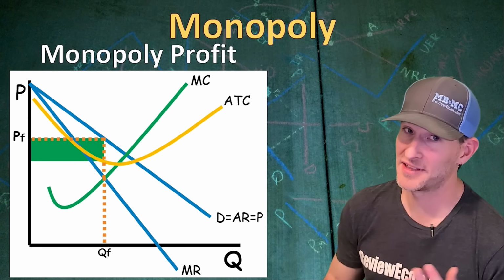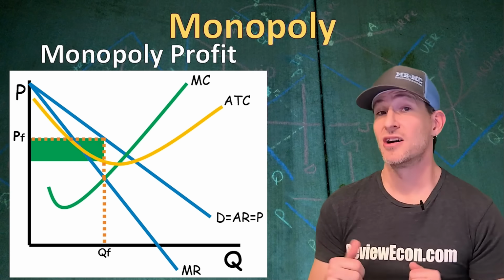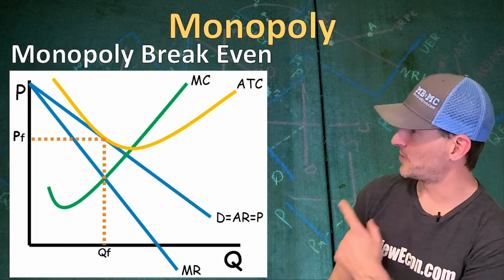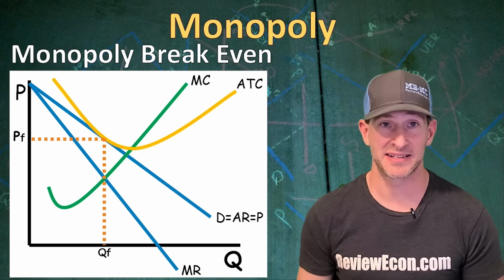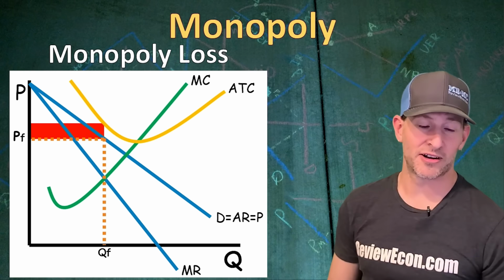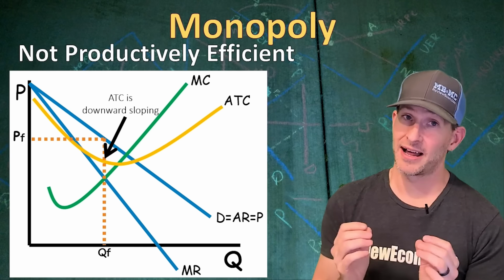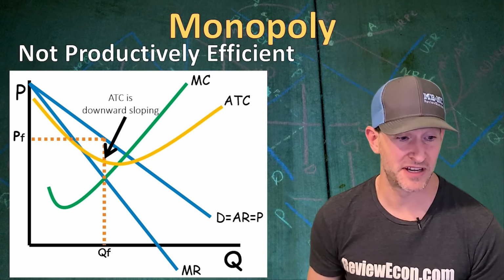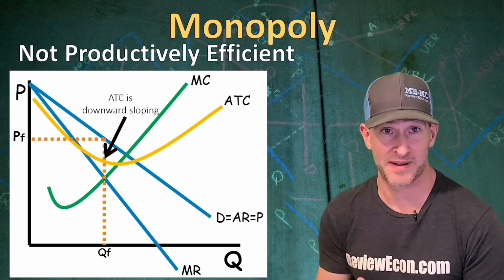Here's our monopoly graph. This firm is earning economic profits in the long run because there are barriers to entry, so no firm can enter the market and compete away their profit. Here we have a monopoly that is breaking even because that ATC is tangent to the demand curve at the profit maximizing quantity. If that ATC moves up a little higher, now we have economic losses for this monopoly. Now, monopolies are not allocatively efficient because they have deadweight loss, but they also are not productively efficient. And that's because that average total cost curve is downward sloping at the profit maximizing quantity.